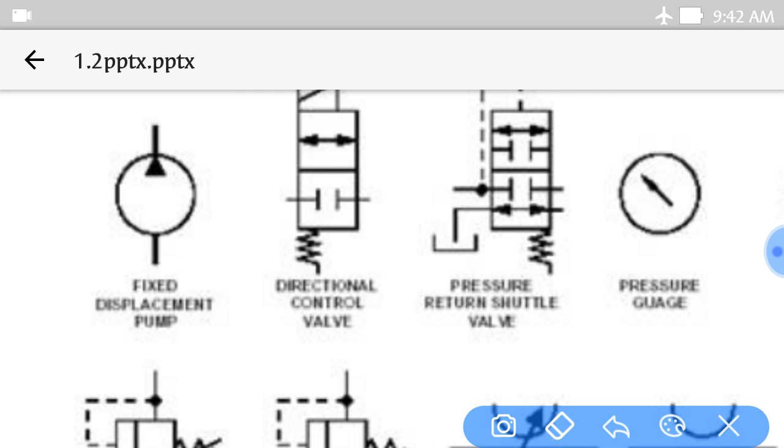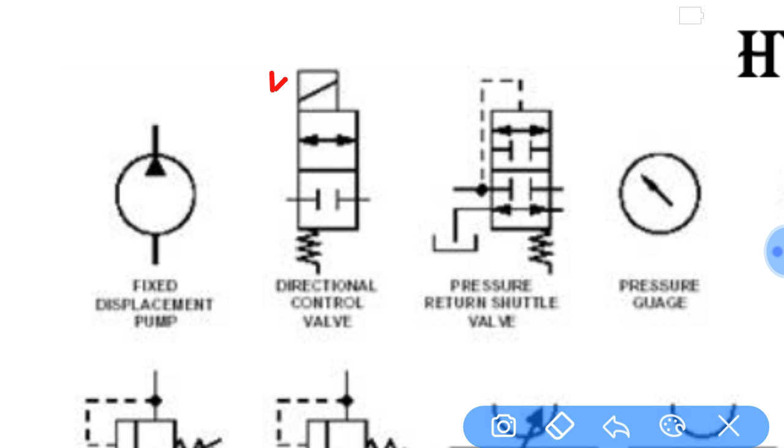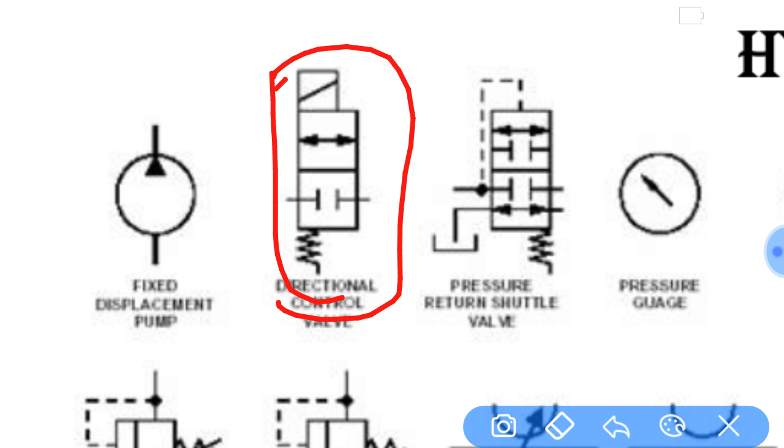Then the direction control valve. This is one direction control valve. There are n number of symbols of direction control valve, because the direction control valve is the major control of a hydraulic circuit. So this is a simple direction control valve. You can see these are called positions. This is one position and this box is another position. And this is one connection and this one is another connection.